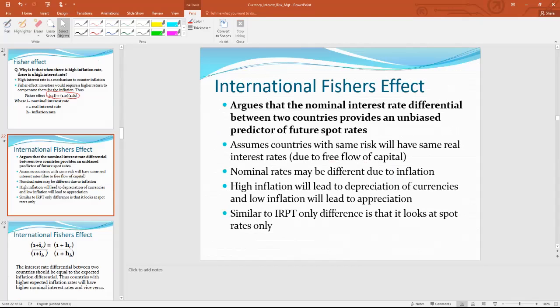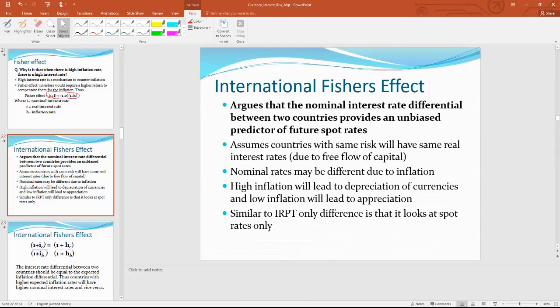Under this theory, the difference in the nominal return that the investor gets can be explained simply by the inflation rate differential between the two countries, so that at the end of the day, the real return to the investor is the same. The real return to the investor is equal, irrespective of where you invest the money.